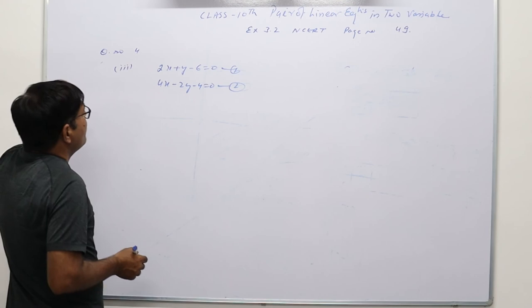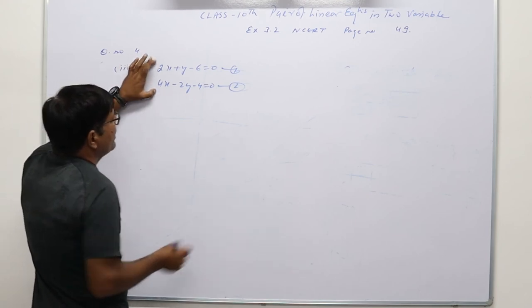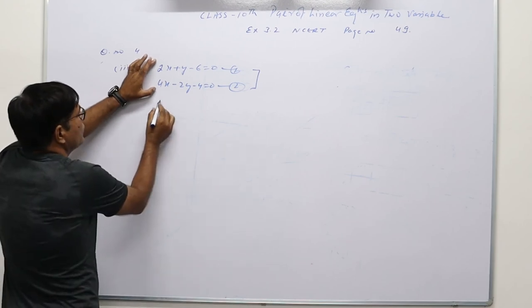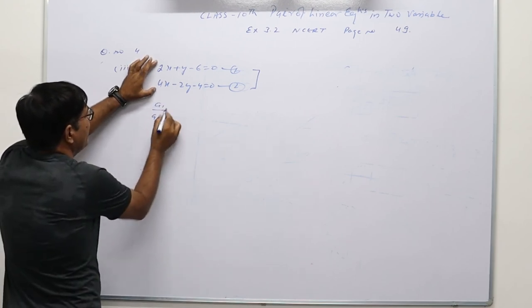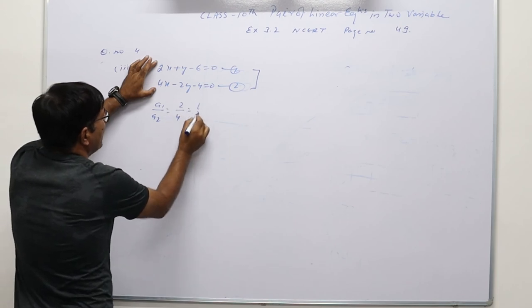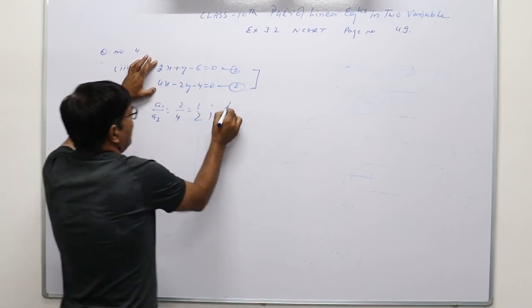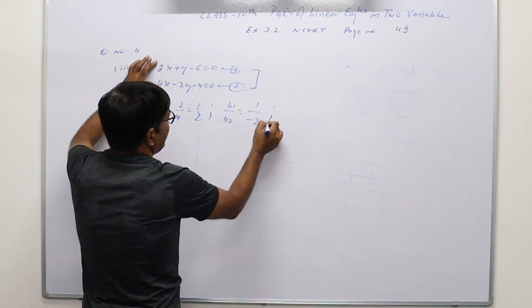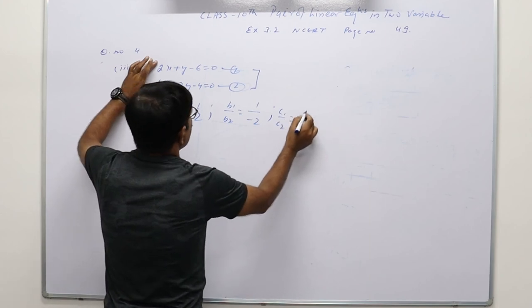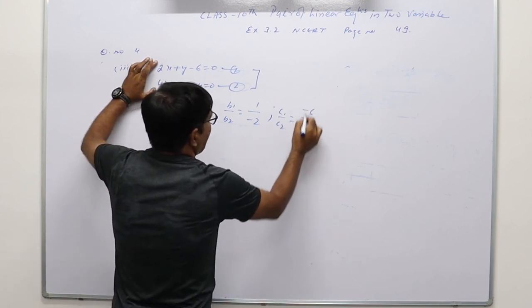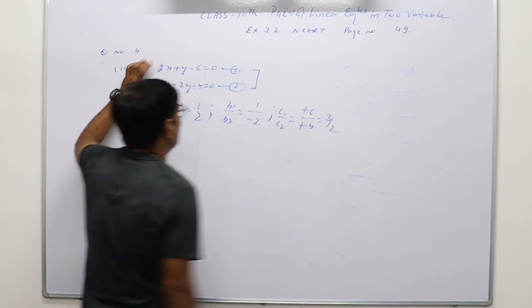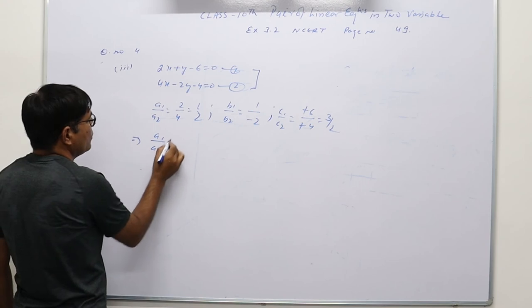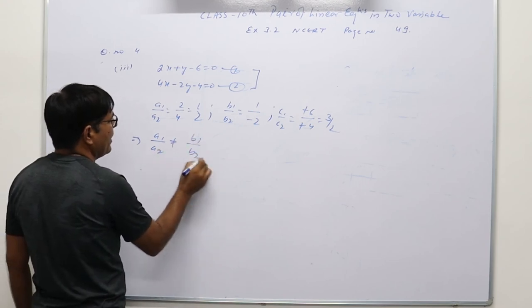Again, first we have to check whether the system of the pair of linear equations is consistent or inconsistent. To check it, first find a1 upon a2, that is 2 upon 4, 1 upon 2. Then b1 upon b2 is equal to 1 upon minus 2, and c1 upon c2 is equal to minus 6 upon minus 4, that is 3 upon 2. This implies that a1 upon a2 is not equal to b1 upon b2.